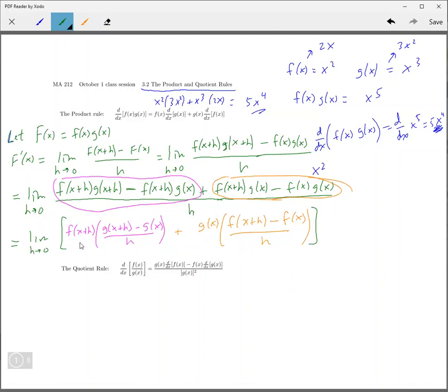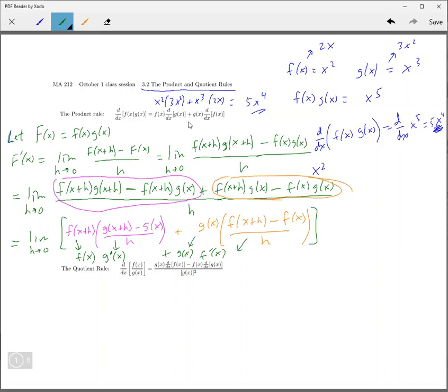As h goes to 0, this one goes to f of x. This one goes to g prime of x, because that's the derivative. This of course just stays as g of x, and then this one becomes f prime of x. Okay, and so that's pretty much the product rule right there.